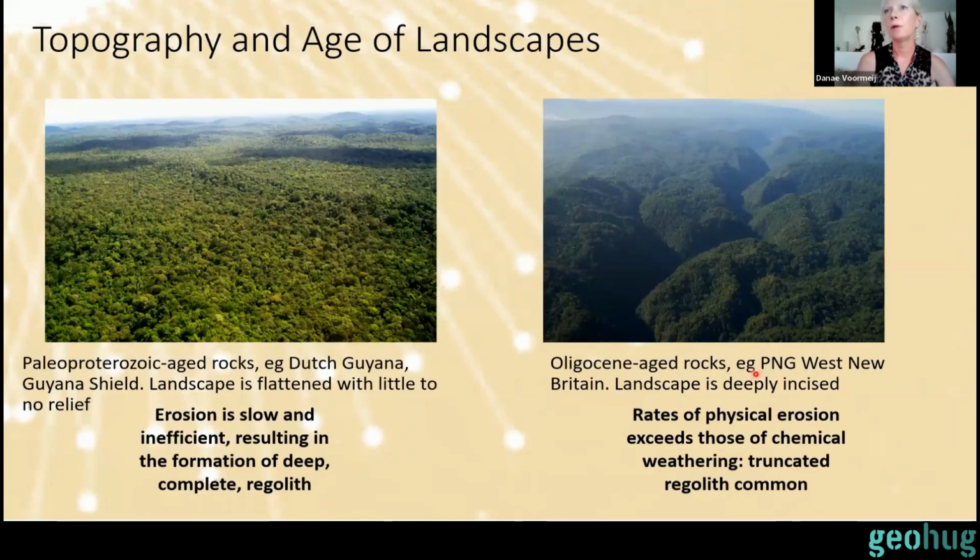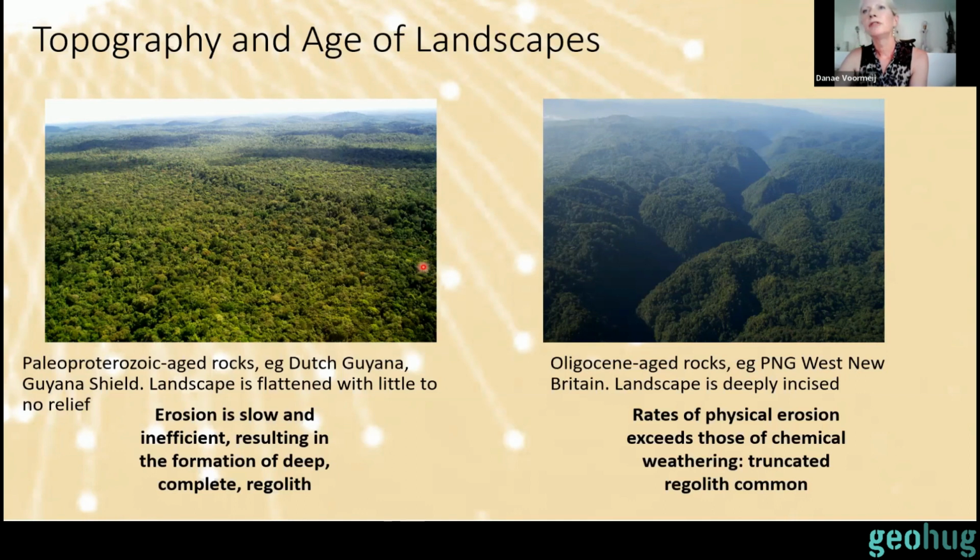If we look at the topography in the age of landscapes, for example, back to Suriname, Dutch Guyana, this is Paleoproterozoic age. These are really old rocks, and you have a really lowered landscape. You can see there's a dike running through here.